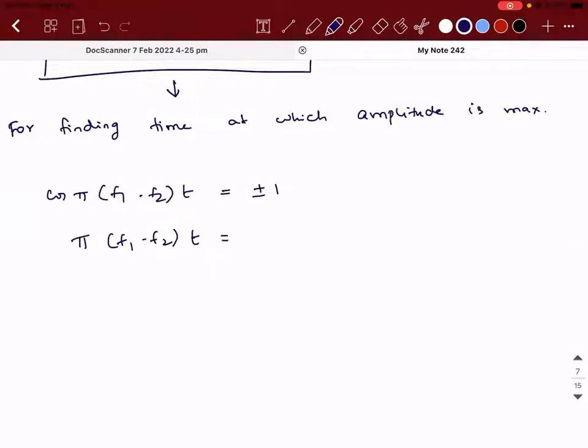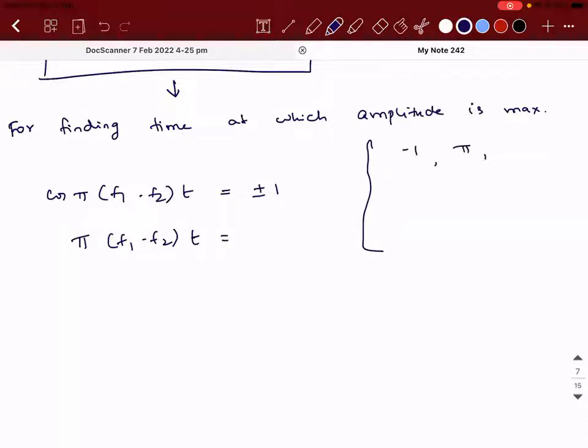When will cos give you plus 1? 0. Is it only 0? n pi. 0, 2 pi, 4 pi, 6 pi for plus 1. When will cos give you minus 1? So minus 1 will come at pi.